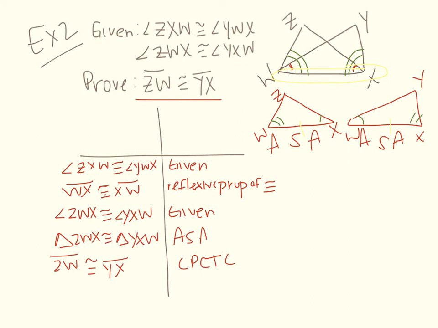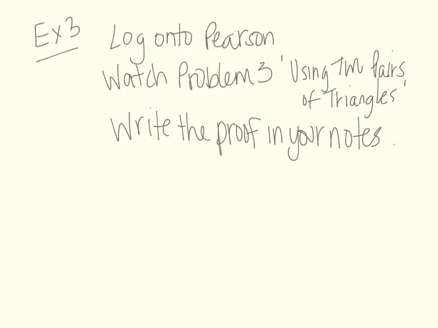Okay, so the proof. Angle ZXW is congruent to angle YWX, because that's given to us. WX is congruent to XW by the reflexive property of congruence. Angle ZWX is congruent to angle YXW, and that was given to us. So then we know that triangle ZWX is congruent to triangle YXW by angle side angle, which then we can conclude that ZW is congruent to YX because of CPCTC.